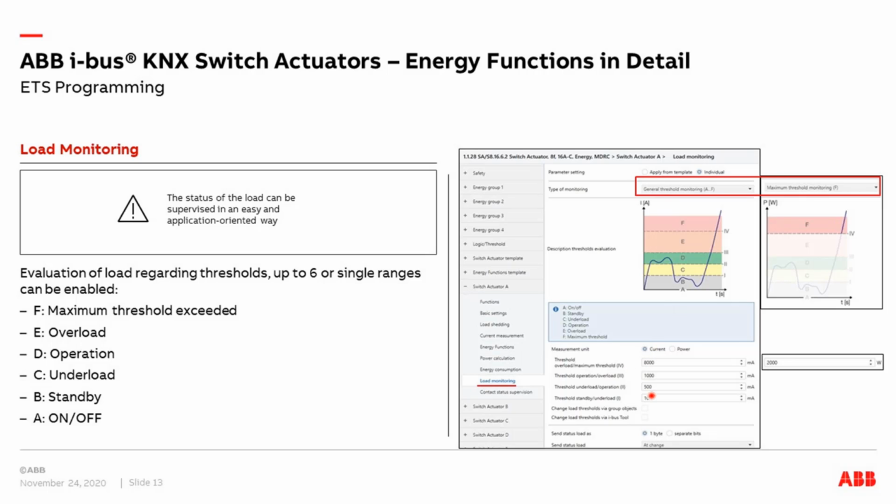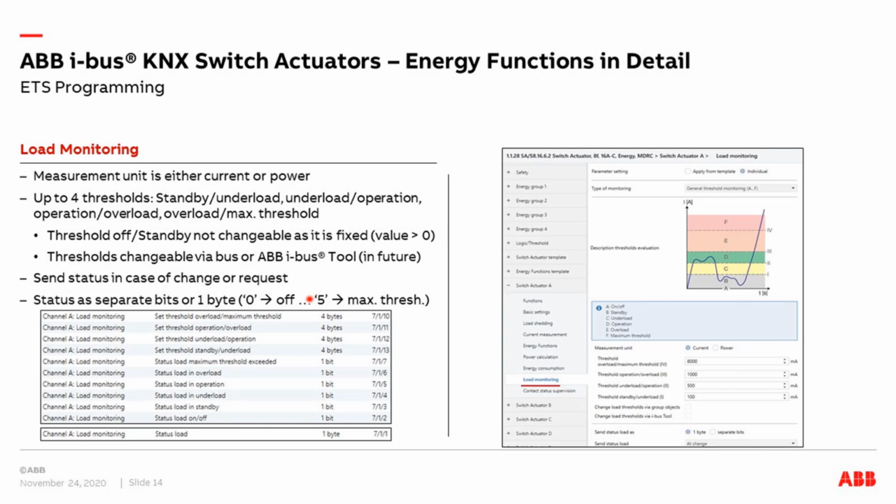So these thresholds are available here, and as mentioned, you can evaluate either the current or the power, and these ranges are called maximum threshold, overload, operation, so normal operation, green, yellow is underload, and then we have standby. And below 0 current or power, of course, it's off. So the off level you cannot change, either it's on or off, so current yes or no, and the other thresholds you can change here. As mentioned, you can change it via bus or the ABB IBUS tool in future.